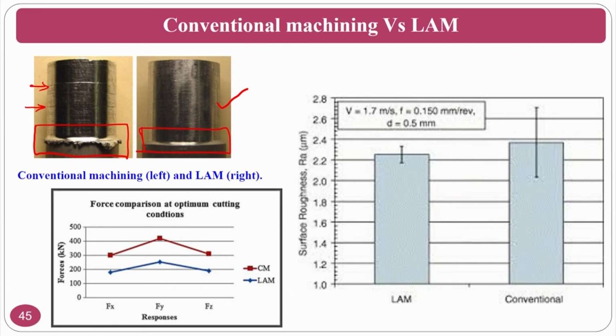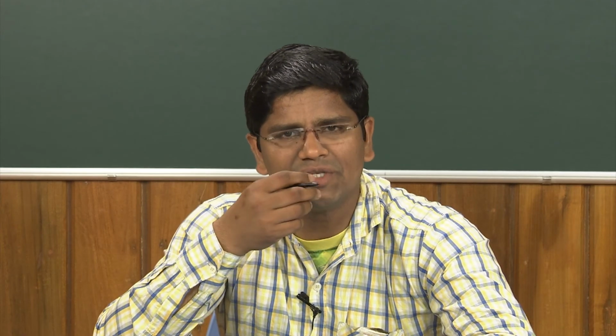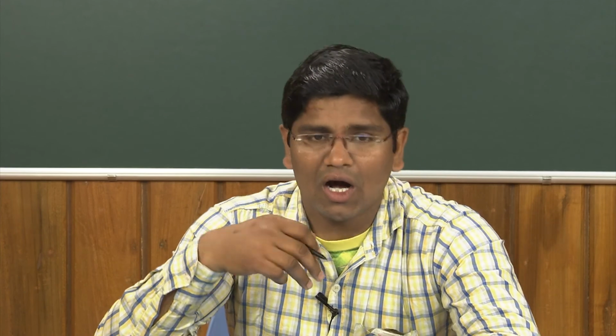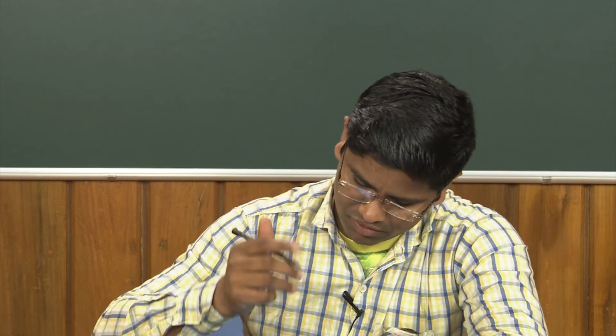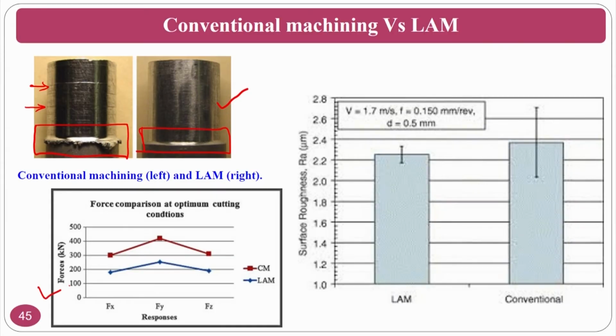That means the surface quality in laser assisted machining is much better whenever you are machining brittle materials or very hard materials. If you see the forces, normally the forces here are less compared to the conventional machining process. If the forces go down, the power requirement will go down. You all know Fc into V is nothing but the power requirement. So if the forces are less, the power requirement will be less.